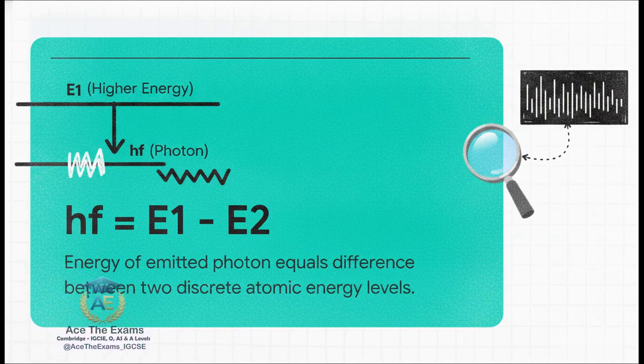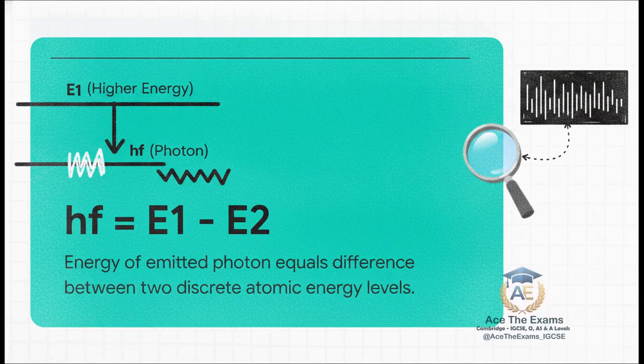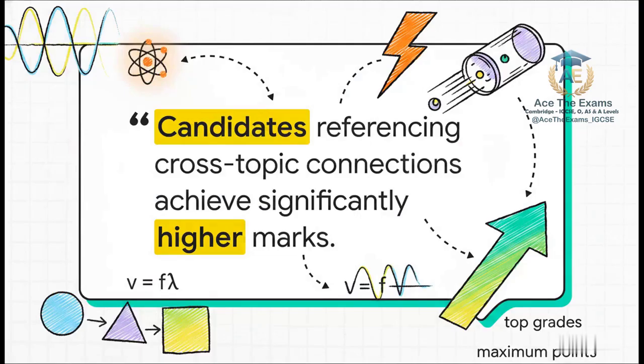You have to explain this causal relationship clearly. The discrete energy gap directly dictates the specific frequency, which in turn creates the distinct spectral line we see on an emission spectrum. Grasping this core principle is absolutely crucial because the syllabus demands that you apply this systematic reasoning to completely unfamiliar contexts. Now, what's really interesting about this insight is the explicit examiner proof that combining topics is your golden ticket to the top grades.